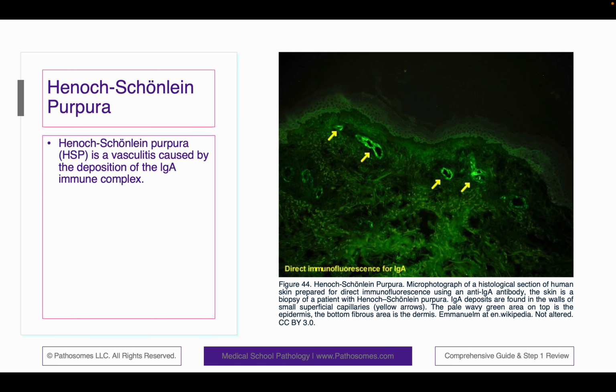Let's talk about Henoch-Schönlein purpura, HSP. Henoch-Schönlein purpura is a vasculitis caused by the deposition of IgA. Henoch-Schönlein purpura, IgA immune complexes. And you could see that on direct immunofluorescence, right? They utilize this in pathology with their fancy microscopes. Some of them need to be in a dark room to do direct immunofluorescence. If you get the opportunity to ever see this, you should check it out.